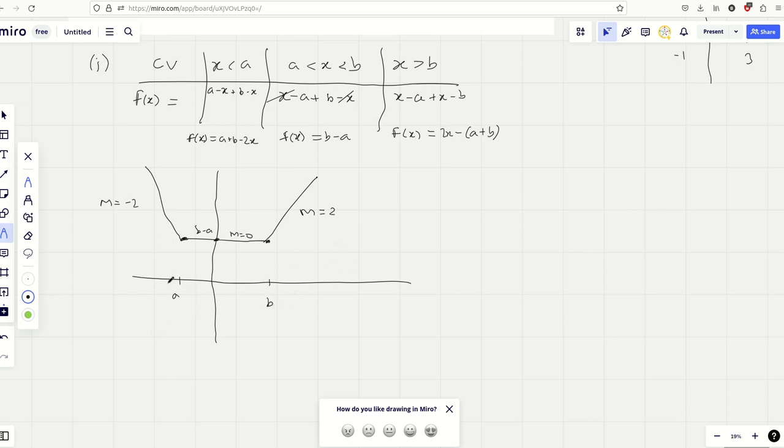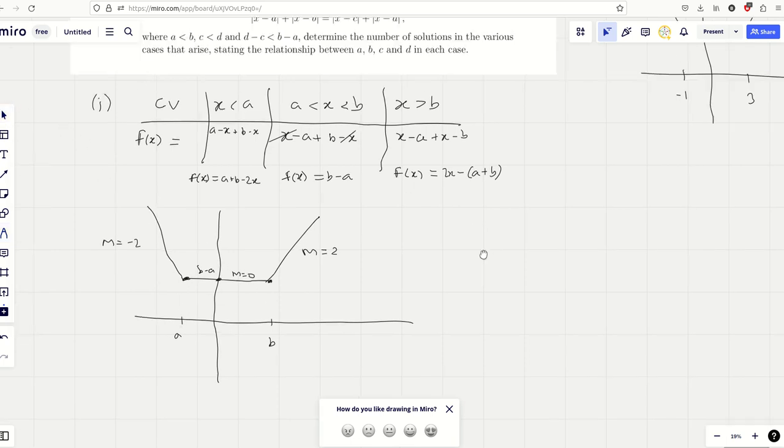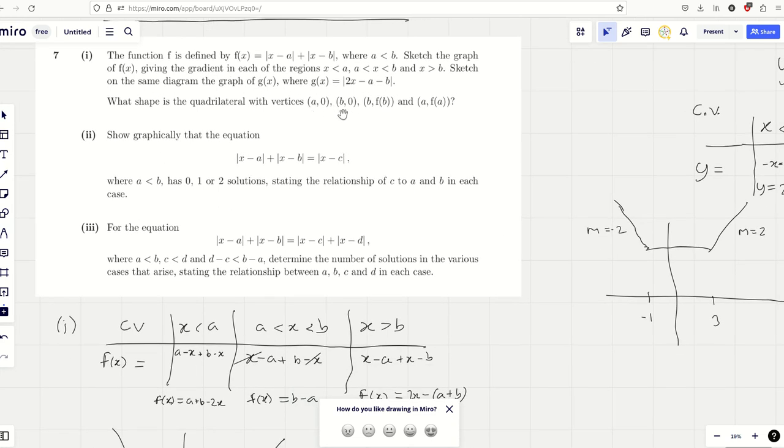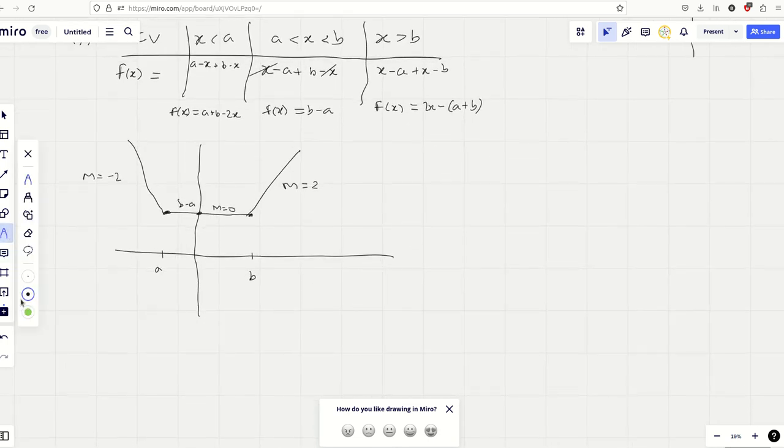Now that gap is b minus a, and this height is b minus a, so this actually should be a square, which is part of the question. I've just got to sketch g of x on here, but I just like to point out that (a,0), (b,0), (b,f(b)), (a,f(a)), that's in fact this shape here, and it doesn't look like it on my graph, sure, but that is actually a square.